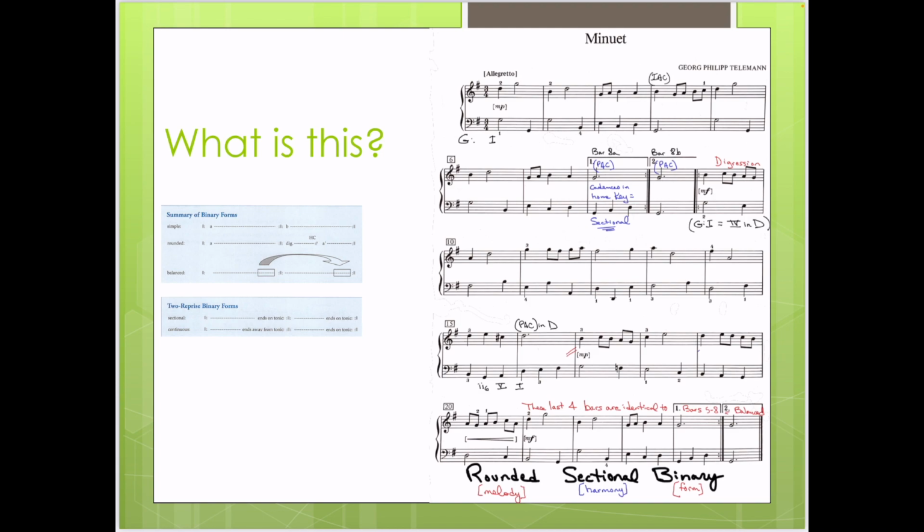I put balanced under the second ending at the bottom because it gave it a balanced feel, but I think we're going to call it rounded binary instead because it is identical. It would be balanced if bars 5 through 8 were the same melodic materials just transposed into a different key. But in this case, they're both identical, therefore it is rounded.